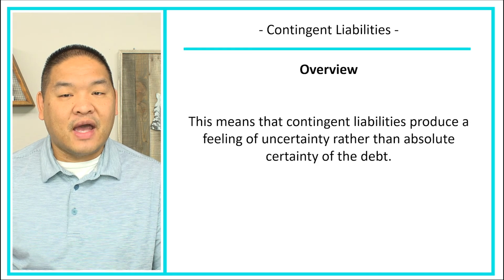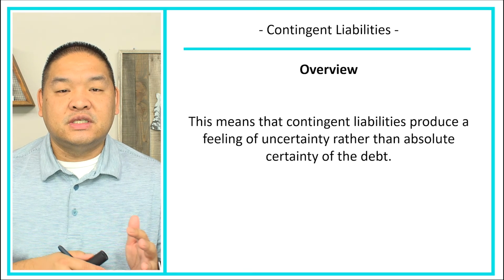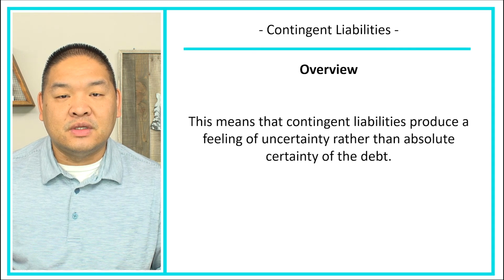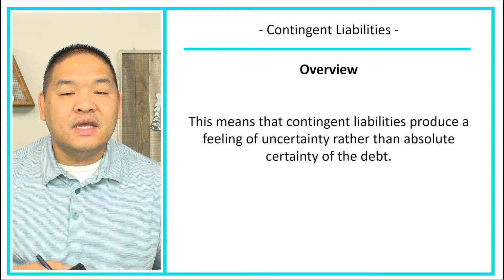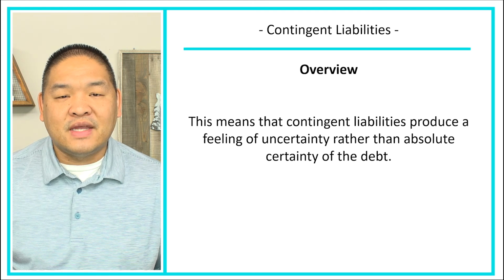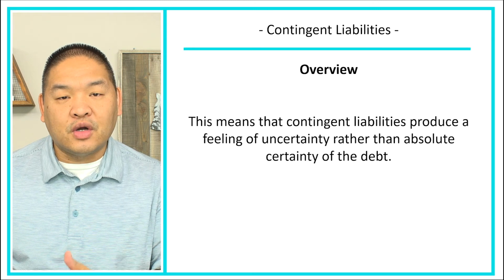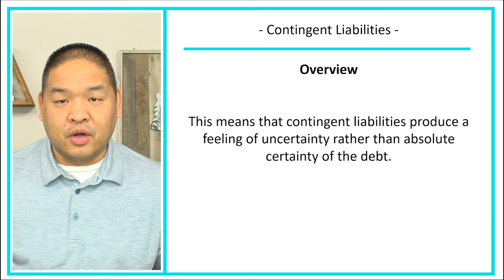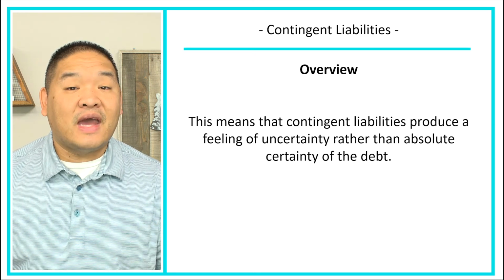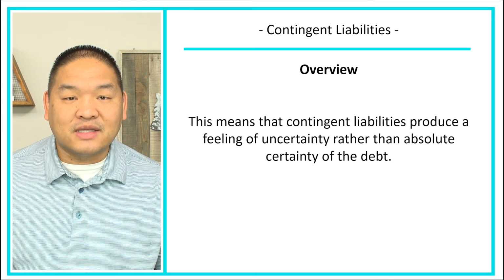Now, this means that contingent liabilities produce an uncertainty rather than an absolute certainty to the debt. So if I borrow $1 million from the bank, it's certain that I'm going to have to pay back $1 million. But this contingent liability is basically telling us that we're not 100% certain if we're going to owe money at the end of the day. Now, the question then is, when do we report them in our books and when do we not? Because we could have a liability for someone tripping on the sidewalk. Well, do we report that or not? Because anything is possible, right?